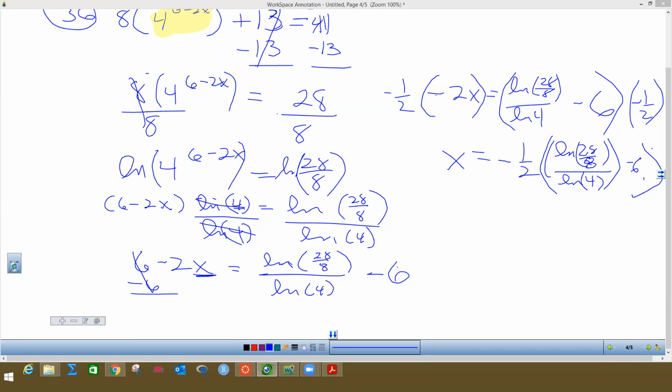And I got the natural log of 28 divided by 8 on the top, and on the bottom I got the natural log of 4, and you got to end those parentheses, and I got a minus 6 out there all by itself. Hit enter, and there's our answer, 2.548. So that would be the answer to this problem, 2.548.